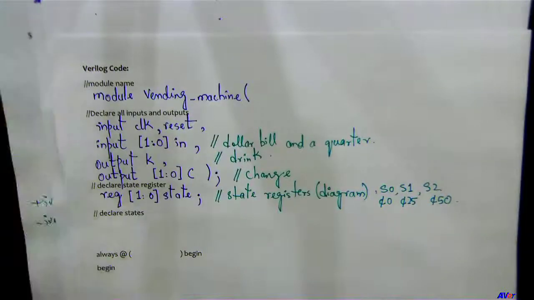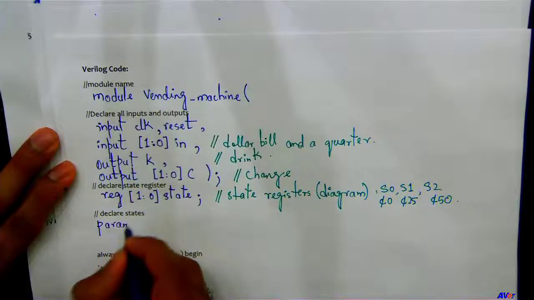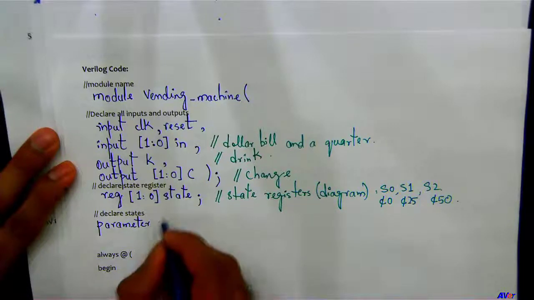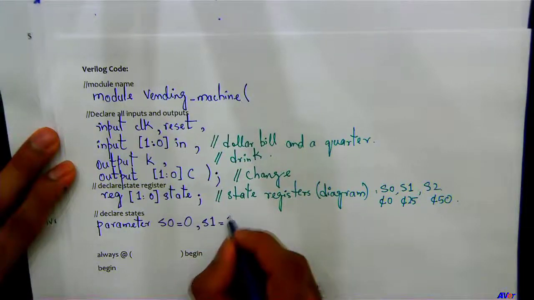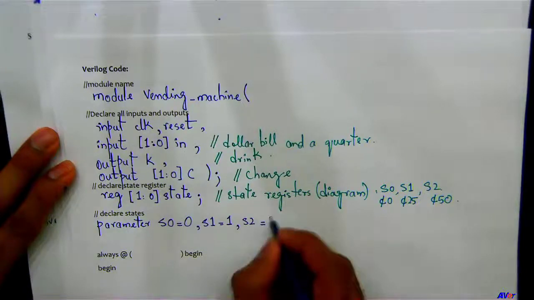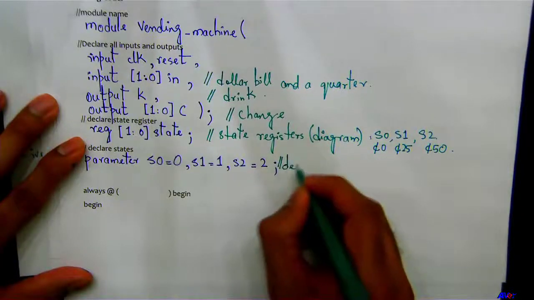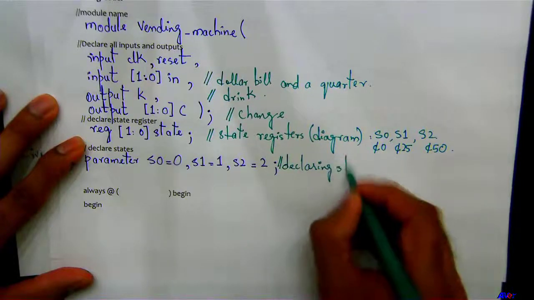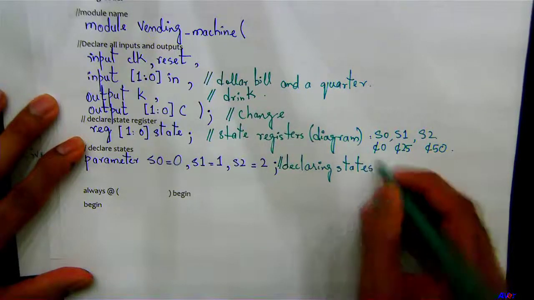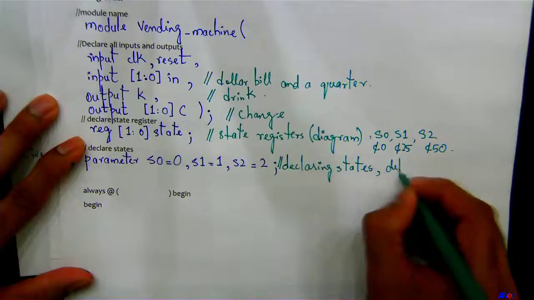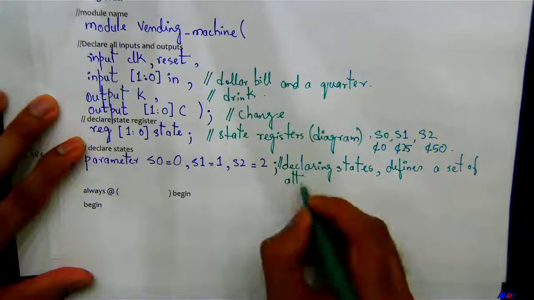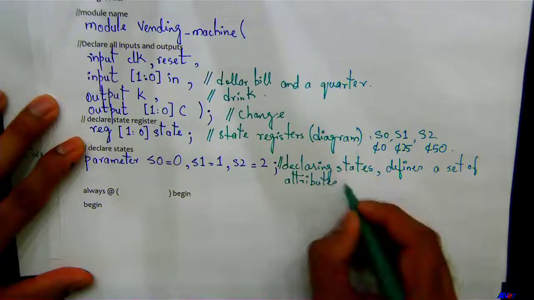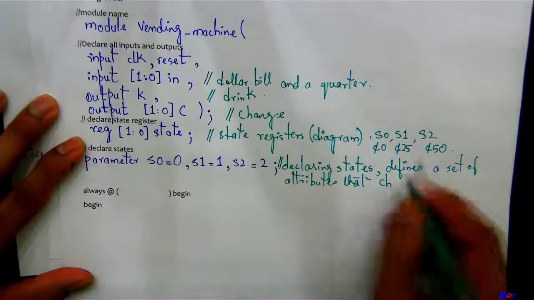So we say parameter. This is the command right here, just assigning all the states some numeric value. So here, we're just declaring states, which basically define a set of attributes that characterizes the behavior of the FSM.